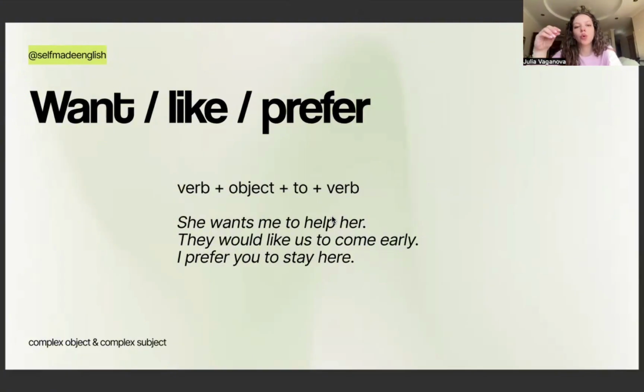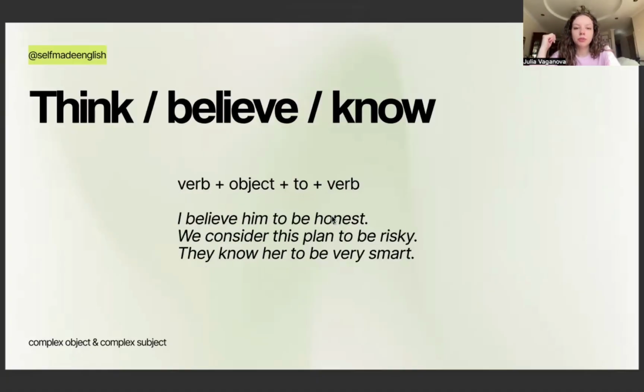So after want, like, prefer, we use to as a particle here. When it comes to think, believe, know, this is completely the same. I believe him to be the most honest person in the world. He considers this plan to be risky, right? Consider his plan, this is the simple object, but to be risky, this is a part of a complex object. Altogether, this plan to be risky is a complex object.